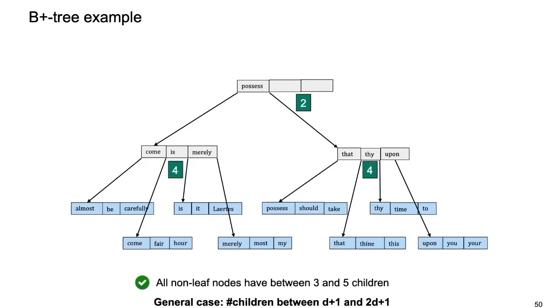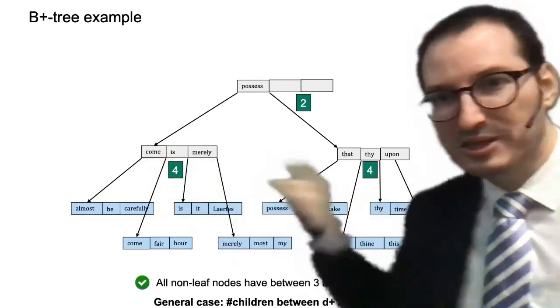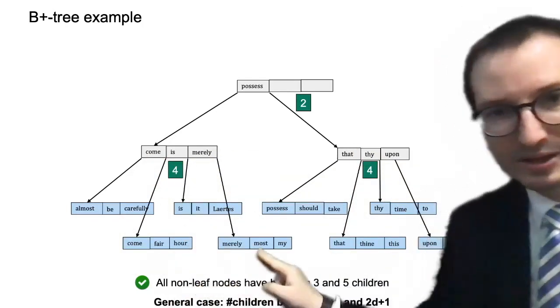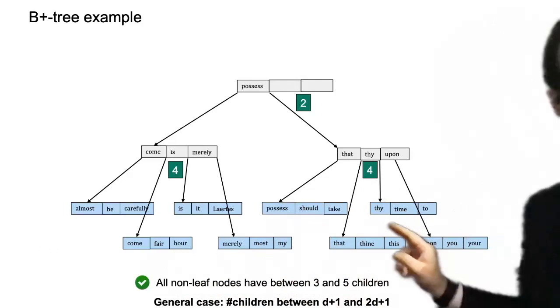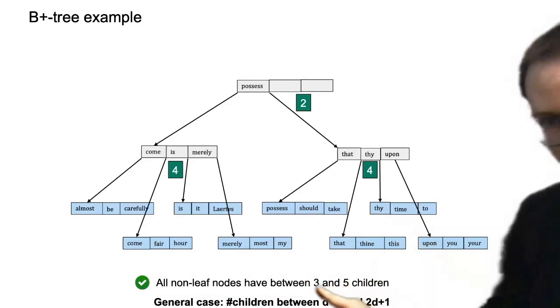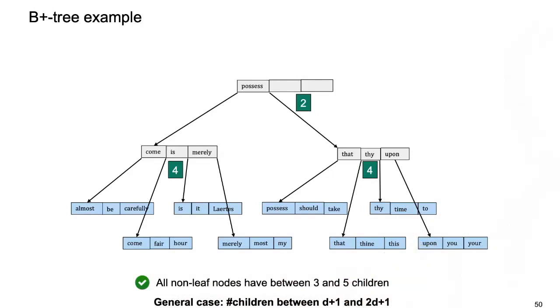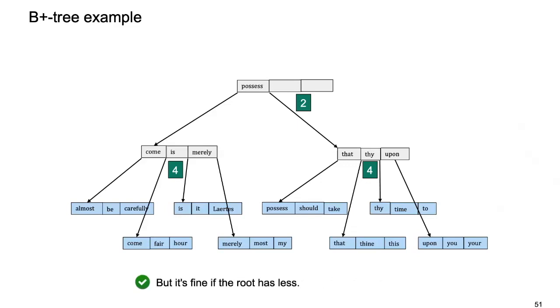So in particular, when I say that the number of children is between 3 and 5, it means the number of values is between 2 and 4. And when I say the number of values is between 2 and 4, it not only applies here, it also applies right here, that the number of values is between 2 and 4. You just need to do -1 and -1. For whom is that clear? Okay, awesome.